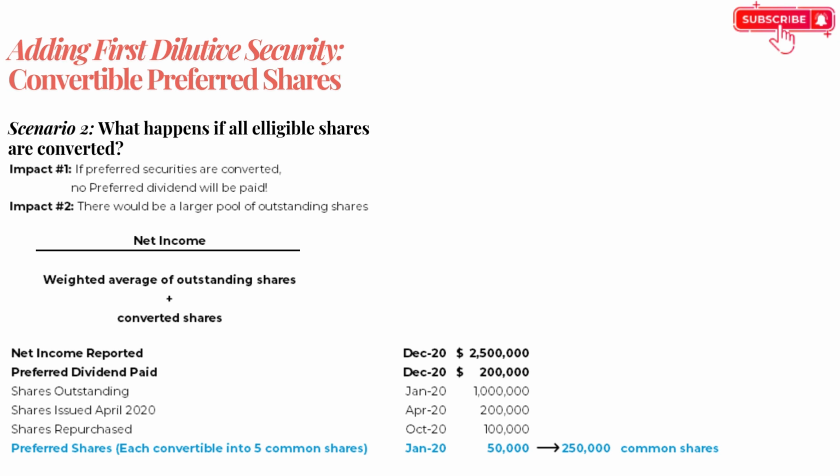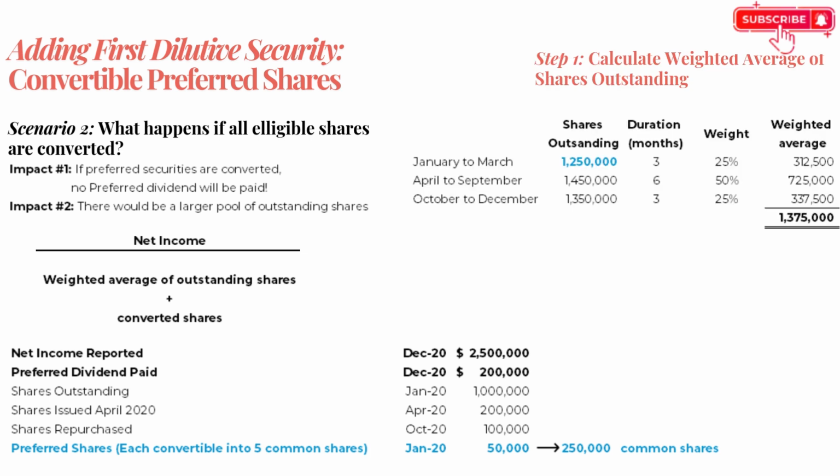All right, so then let's go back to step 1 and adjust the data. Now, January to March, instead of a million outstanding shares, we have 1,250,000 outstanding shares for the duration of 3 months. This increases the weighted average to 1,375,000. Step 2, calculating the eligible earnings.